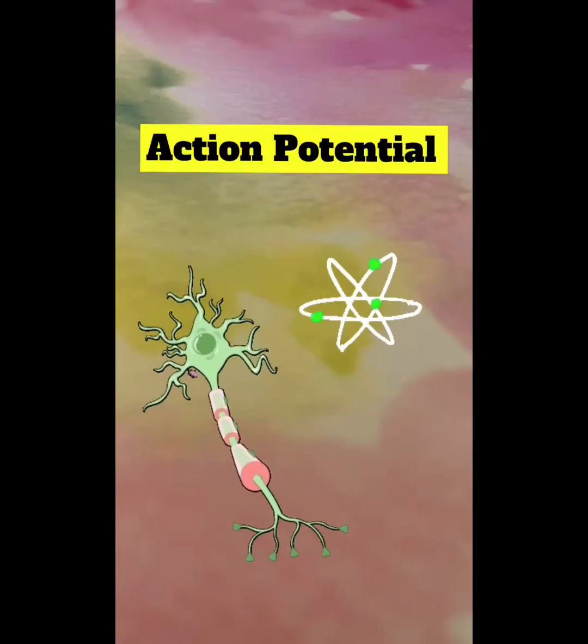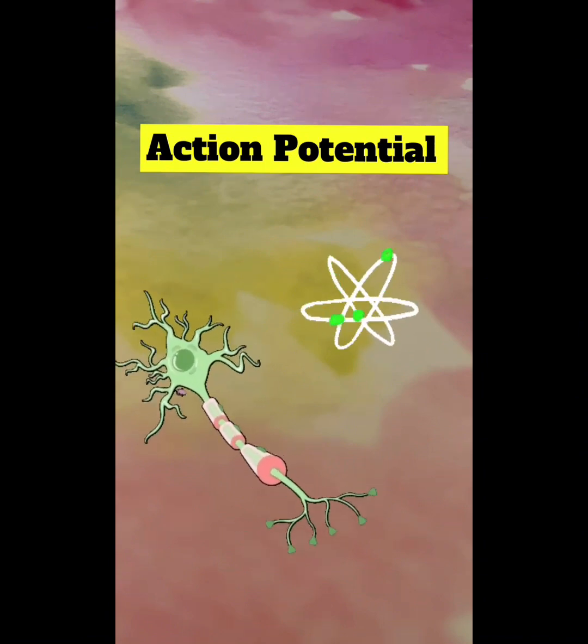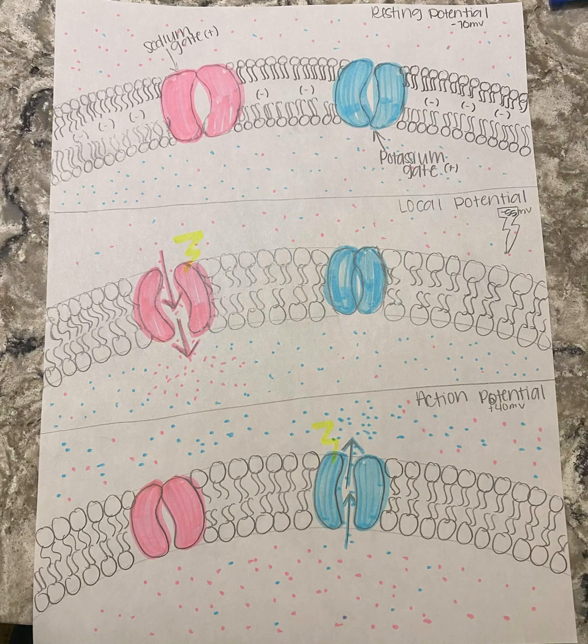This is the video for the action potential and the phases that it goes through: the local, resting, and action potential. So let's get into it. Here's my diagram. My top diagram is showing the resting potential where both gates are closed and the ions outside of the membrane are positive and inside the membrane they are negative. And I did indicate that, showing those little negative marks in the phospholipid bilayer.